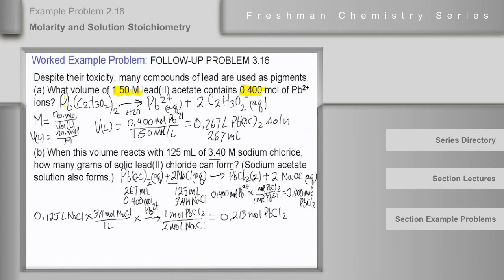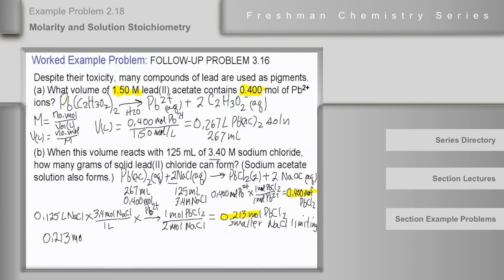Okay, if we compare these two, this one versus this one, you can see right away that this is smaller. So that means NaCl is limiting, and this is as much PbCl2 as we can get from the reaction. Now, the problem asks for grams of lead II chloride, so we have one more step here. So we'll do the final step to get the final answer.